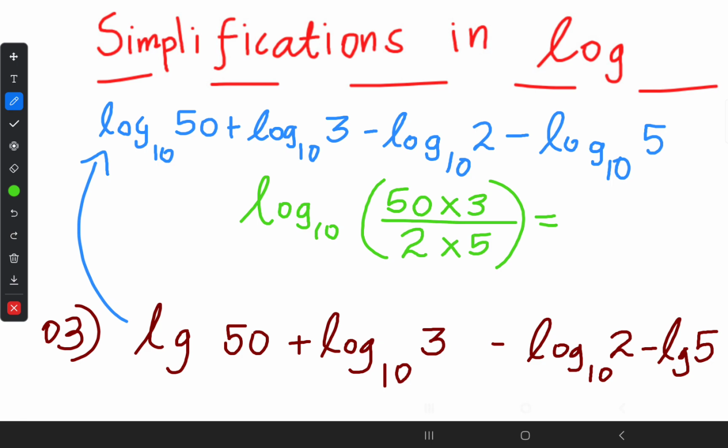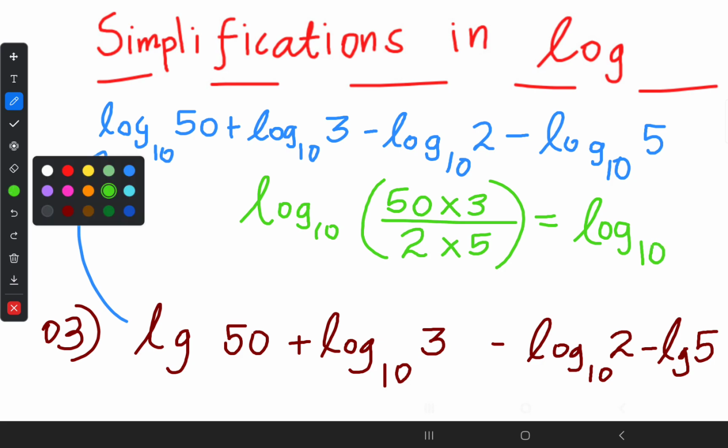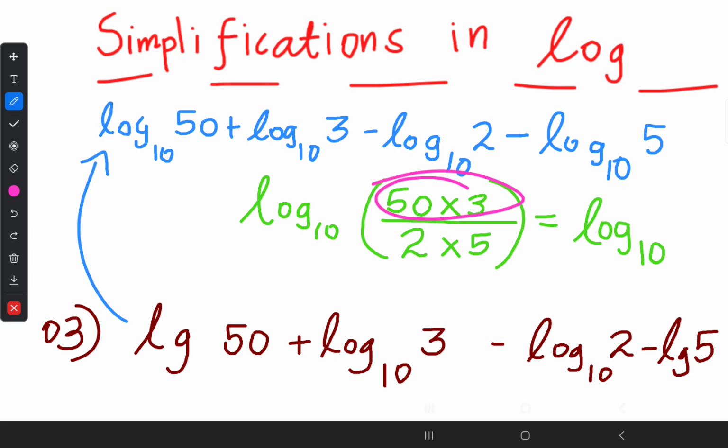Then finally log base 10. In the numerator we have 50 times 3, which is 150. In the denominator we have 2 times 5, which is 10. So 150 divided by 10 will give you 15.